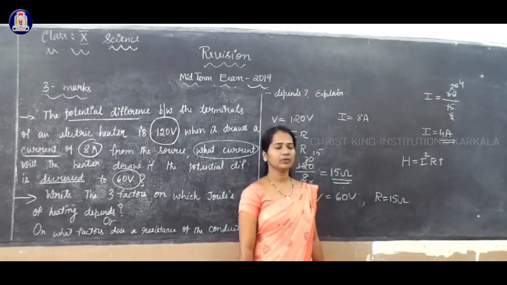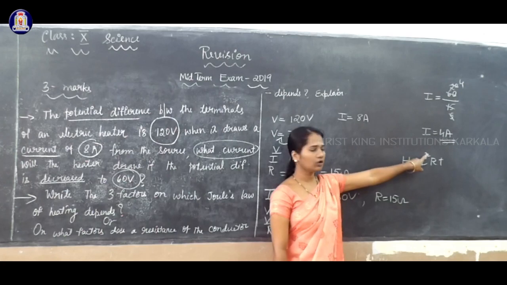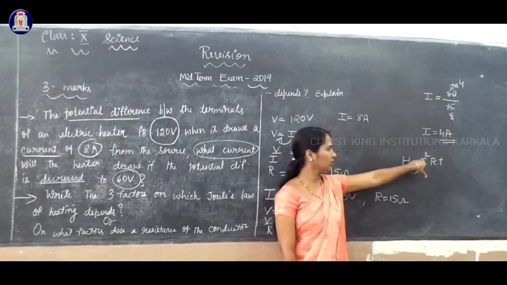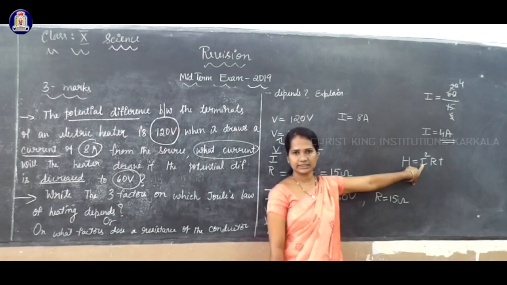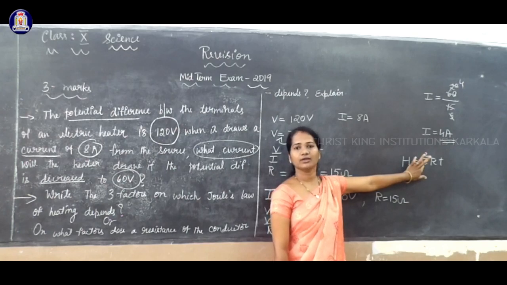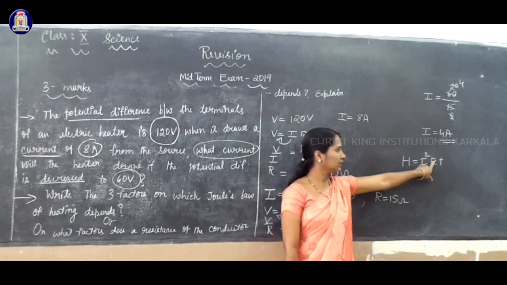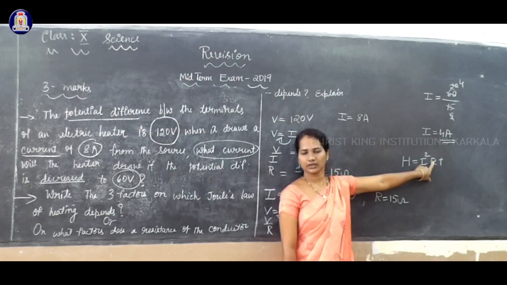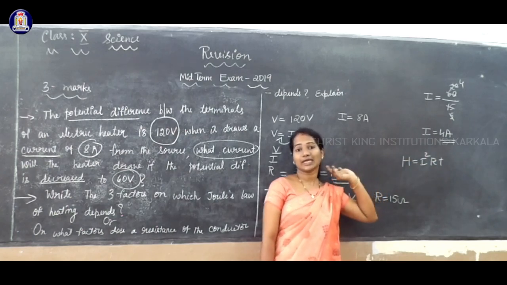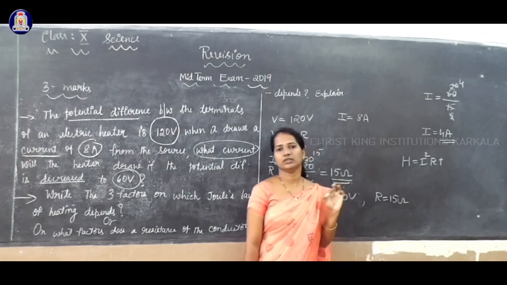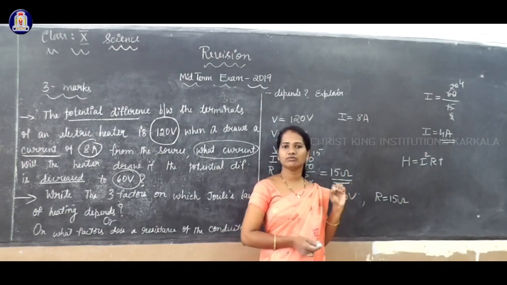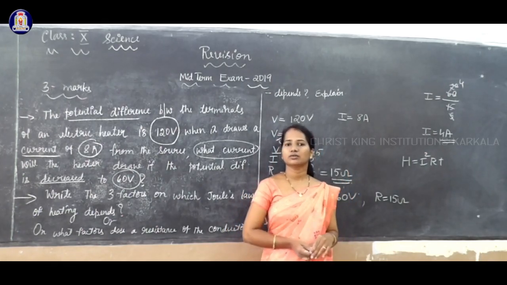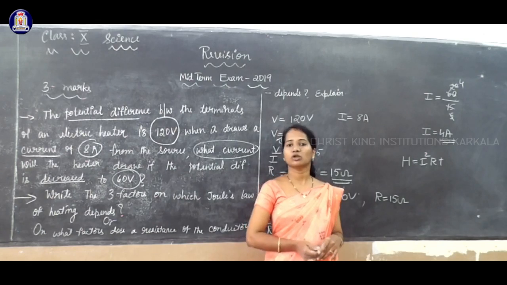It is directly proportional to the square of the current I, for a given resistance. Second point, it is directly proportional to the resistance for a given current. And the third point, it is directly proportional to the time for which current flows in the given resistance. It is given in your notebook, the factors affecting Joule's law of heating.